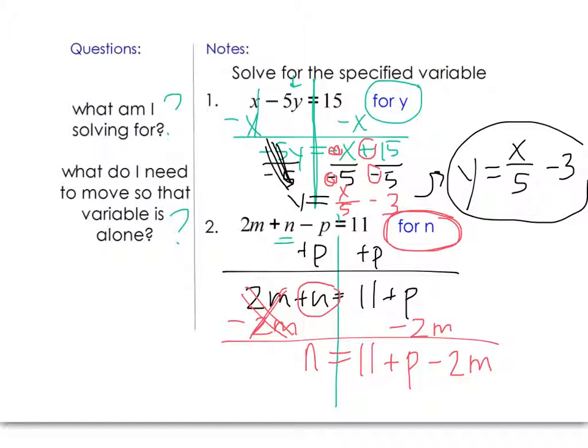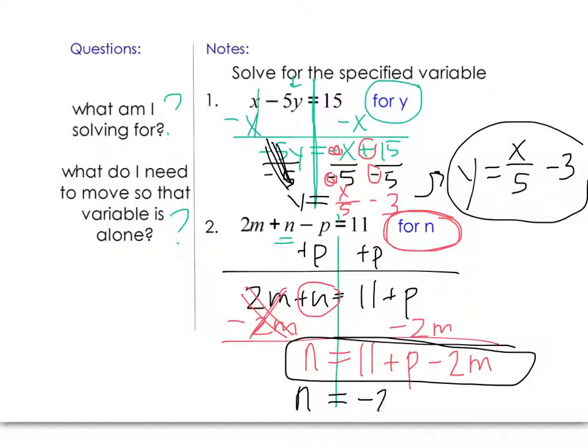minus 2m. So this is actually a perfectly good final answer, but a lot of times you'll see the variables in alphabetical order, so it would be n equals negative 2m plus p plus 11. I will take either of these two answers. If you get it to look like this, I'll give you a check plus you will get a 100.